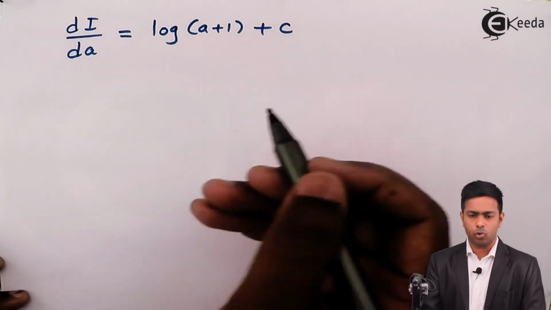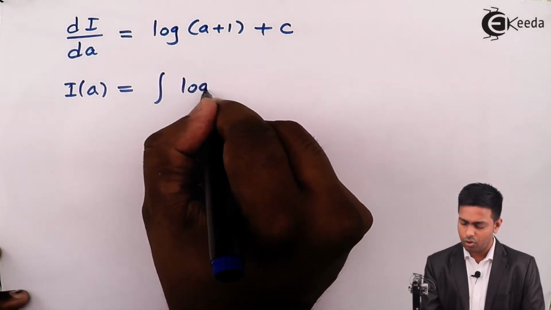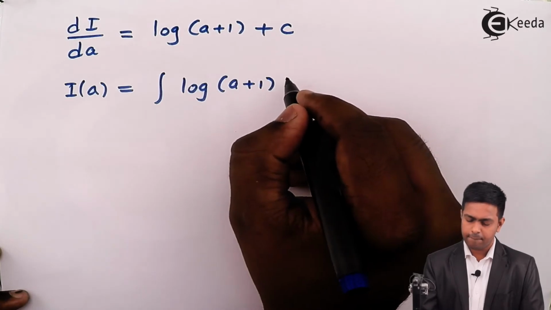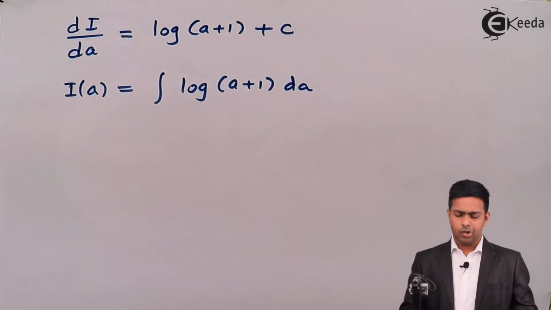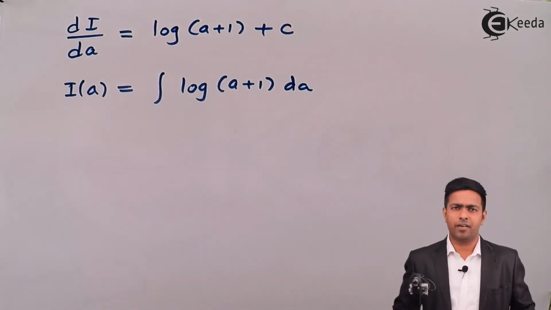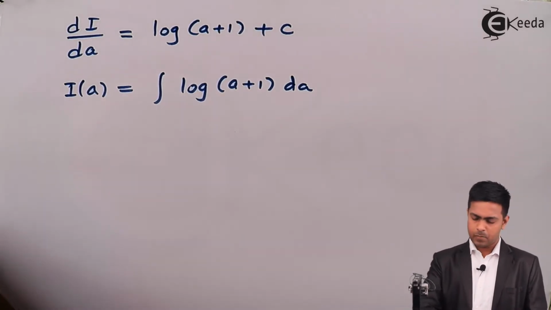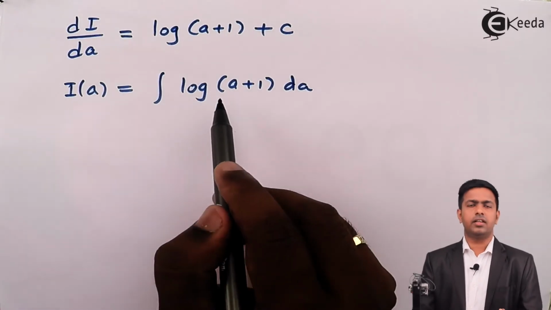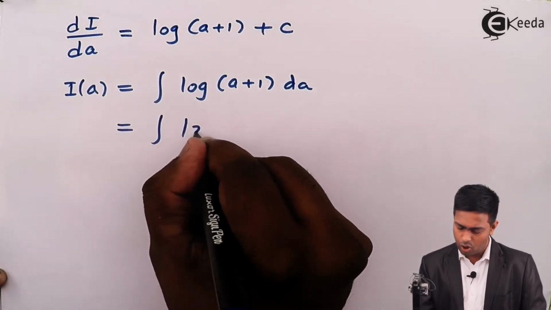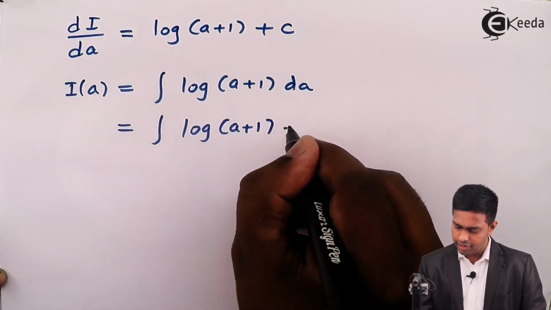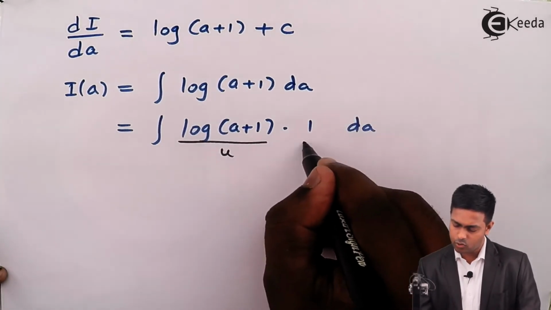Now to get the value of I of A, we have to again integrate. So I'll say integrating both sides again. Here we will get I of A, and here we will get integration log of a plus 1 dA. Now let's integrate this. Now what is the integration of log term? And for this we will use the rule of ILATE. So here we will consider the next term as 1, and I'll rewrite this as log of a plus 1 into 1 dA. So here I am considering this log term as u and this 1 as v.